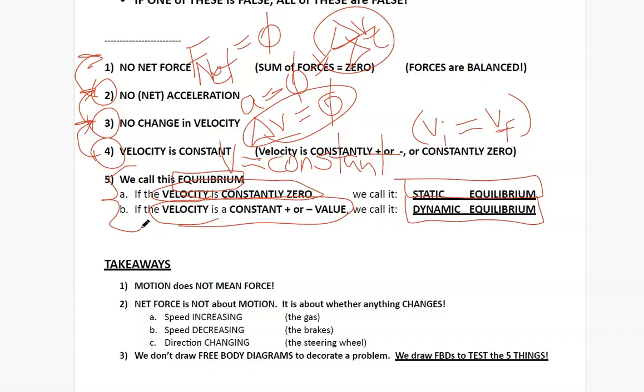If you hear that there is an acceleration, then that's the opposite. That means none of these are true. If there is an acceleration, then there is a net force. Then there is a change in velocity. Then the velocity is not constant. Then the object is not in equilibrium in terms of the forces on it.